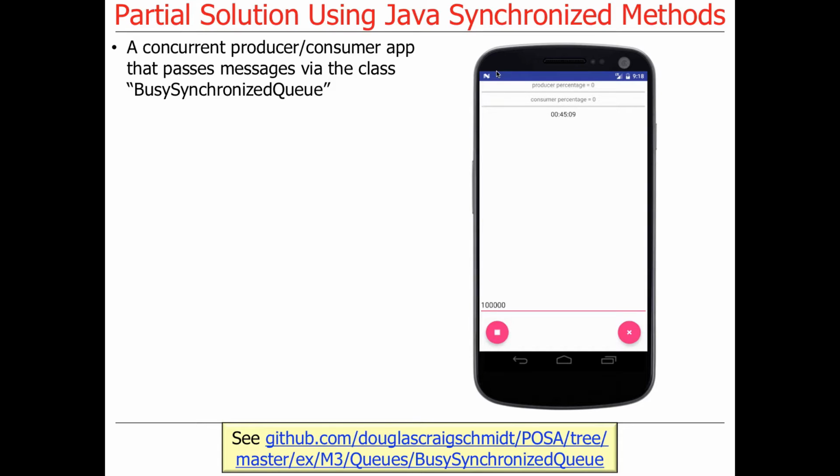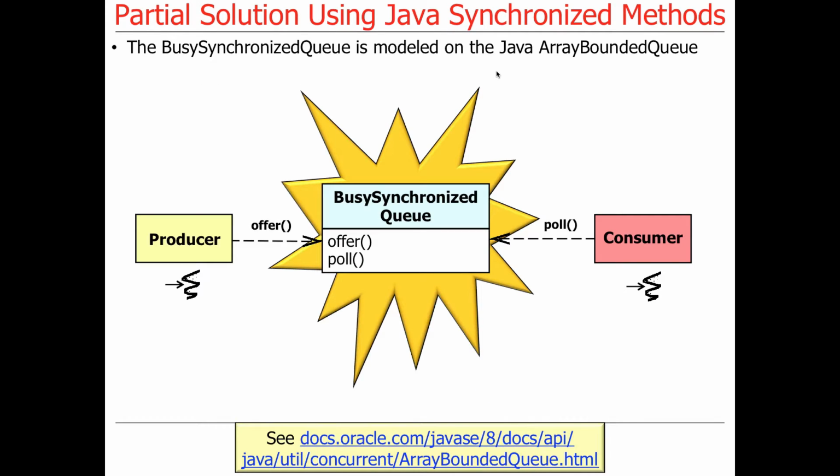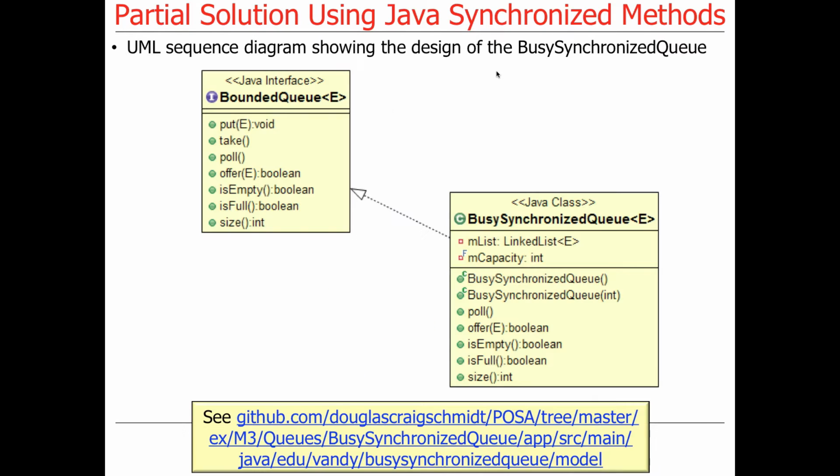It's basically a concurrent producer-consumer app that will pass messages between two threads via a so-called busy synchronized queue. This is modeled on the Java array bounded queue. We're going to implement the offer and poll methods, and talk a bit more about their semantics in a second. We'll see how they work.